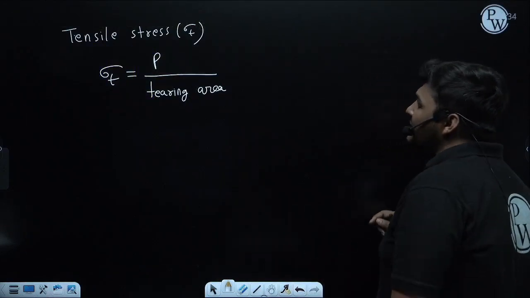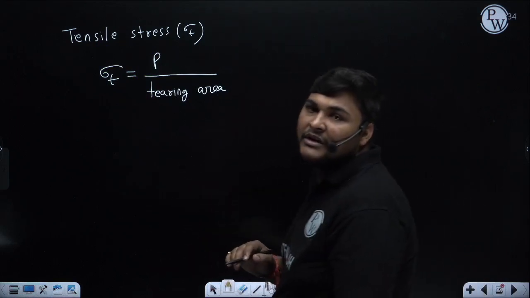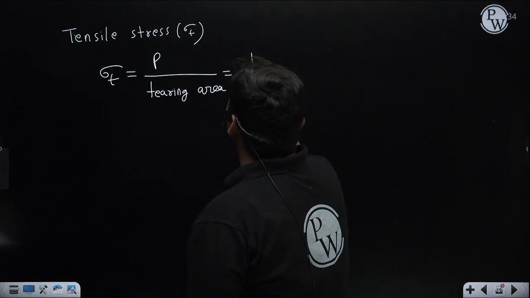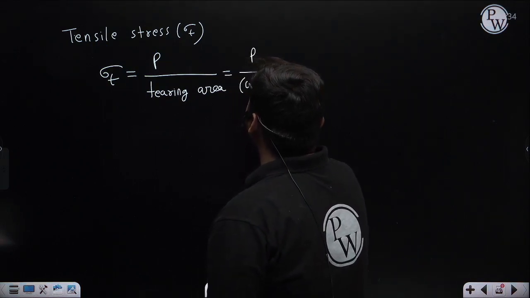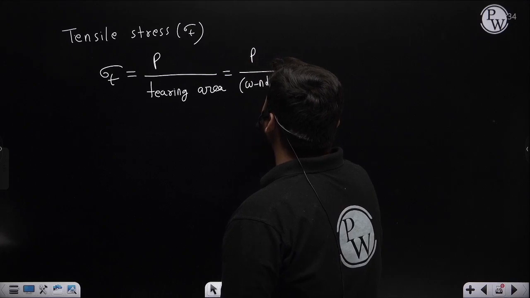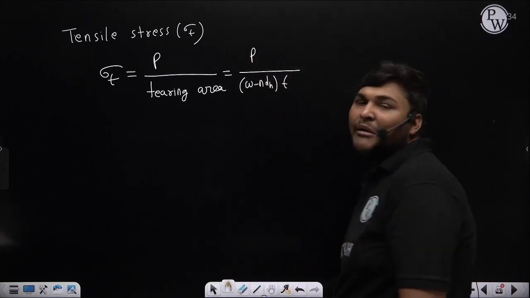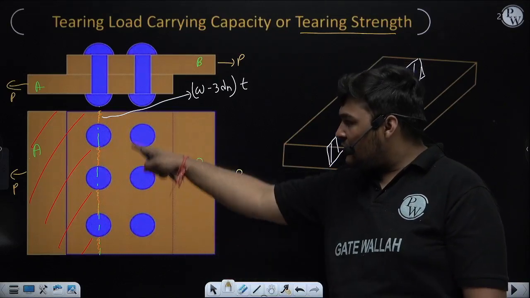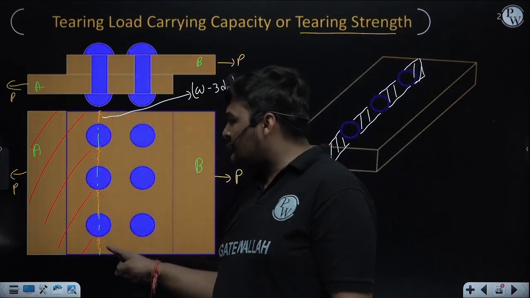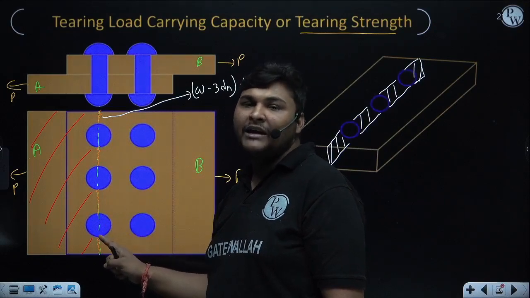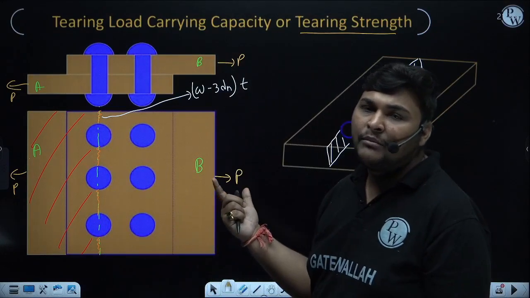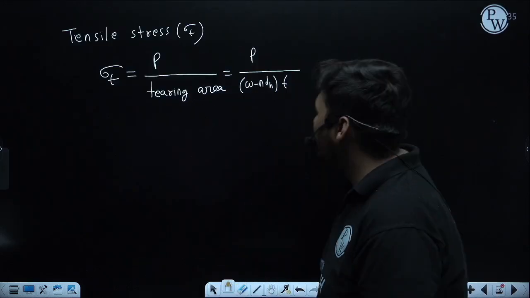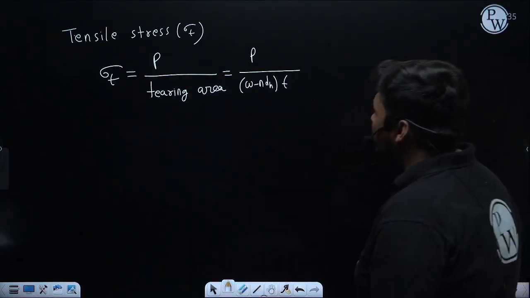So if I write the tearing stress in general terms, when the number of rivets in each row is the same and that is small n, the formula will be P divided by the effective width. In that case, the effective width will be W minus ndh into t. But you need not memorize this formula if you understood this concept. Directly see this tearing region: the effective width is W minus 3dh into thickness. If in any case the number of rivets in each row is 2, the W minus 2dh into thickness formula will automatically come. So this is the tearing area and tearing stress.